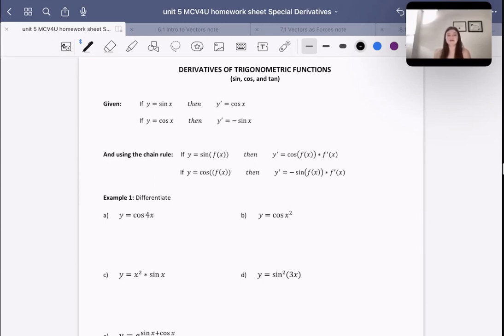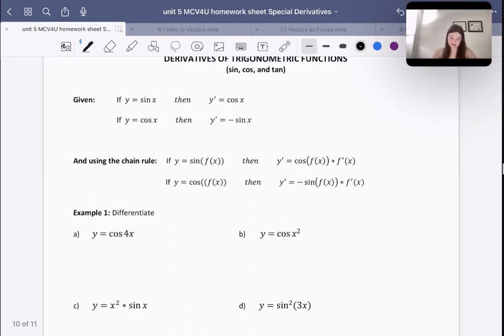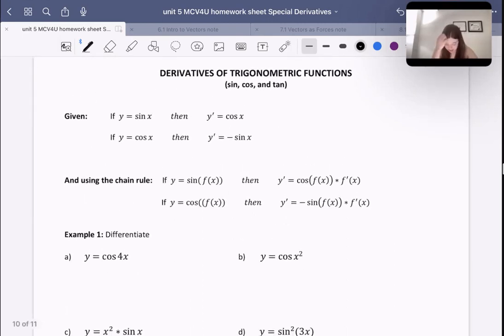So if y is equal to sine x, then y prime is equal to cosine of x. And if y is cosine of x, then y prime is equal to negative sine x. So it's actually a cycle. Let's say we start with y equals sine x. Well, the derivative is cosine x. What's the derivative of cosine x? Well, that's going to be negative sine x.